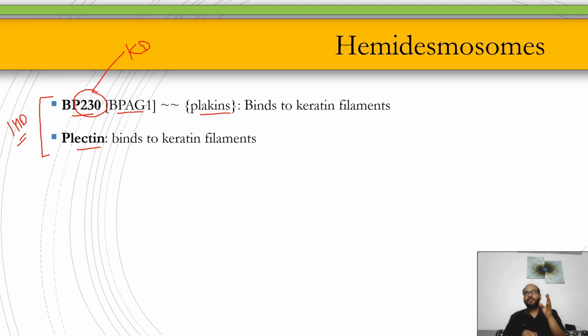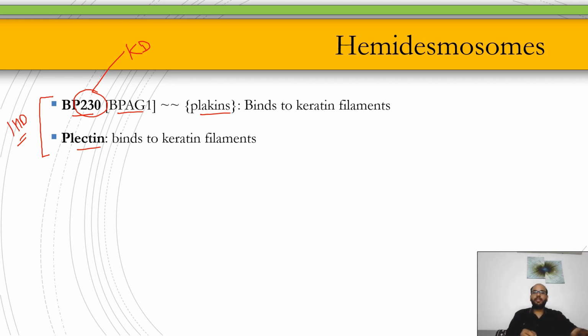So what plectins used to do is to attach desmocollin and desmoglein to desmoplakin. So this is what they are going to do. Bullous pemphigoid antigens are going to attach the keratin filament proteins to the underlying integrins. So the function is essentially the same as plectins in desmosomes.